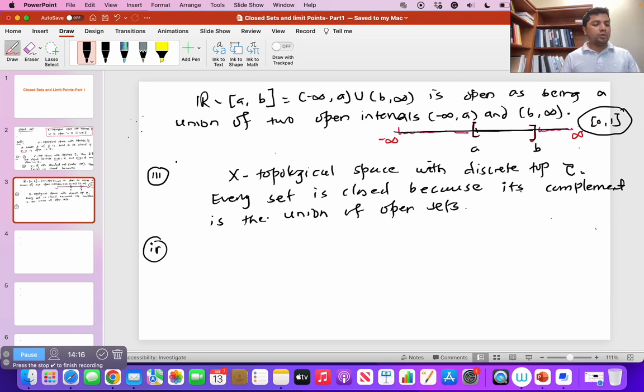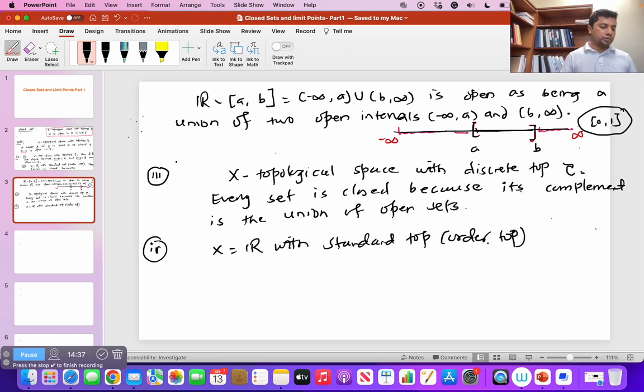Now let me give you one more example, then we're done with the examples. Let's say X is the set of real numbers with the standard topology, or with the order topology. In fact, the standard topology and the order topology are both the same.